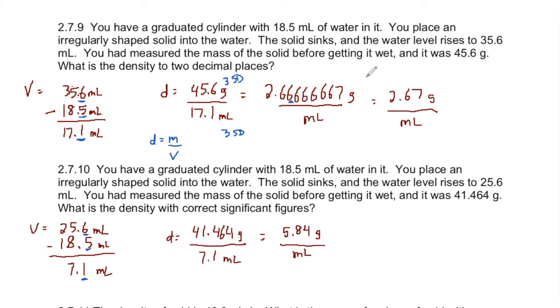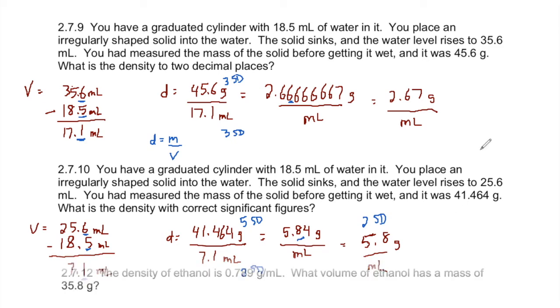When I do this in my calculator, I get 5.84 grams per milliliter. I'm dividing something with 5 significant digits by something with 2 significant digits, and so our answer should be rounded to 2 significant digits. So it really should be 5.8 grams per milliliter.